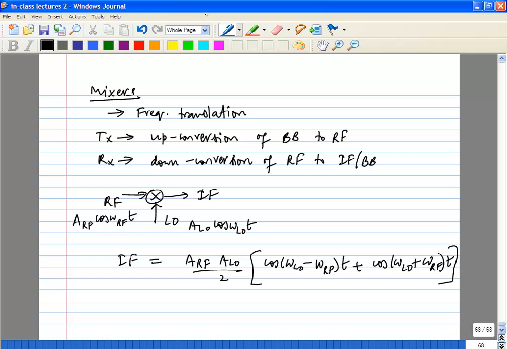Okay, so you're just writing cos A cos B as cos of (A plus B) plus cos of (A minus B), divided by 2. So one of these is going to be the desired IF, let's say if you have a down conversion mixer. This would be your desired IF term, and this would be the term you throw away.